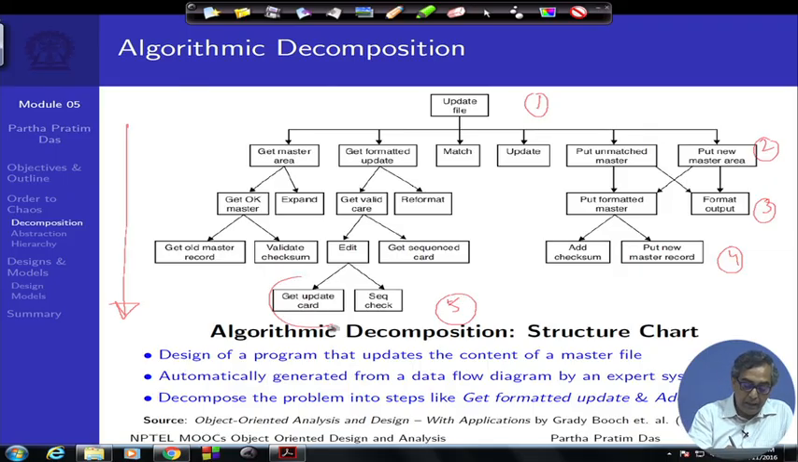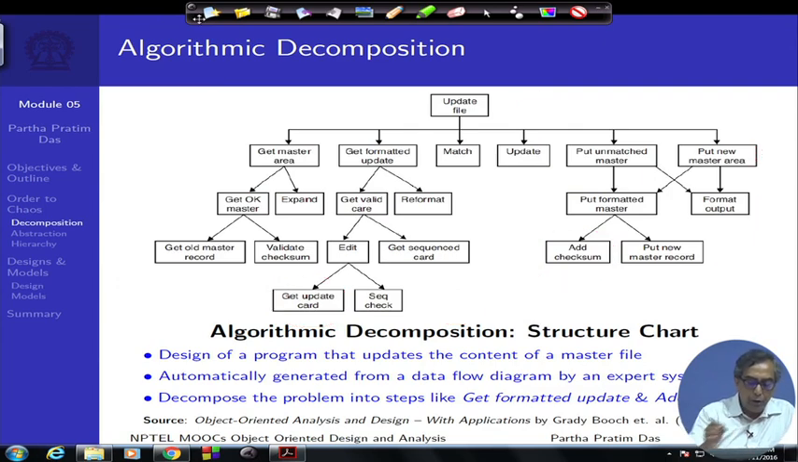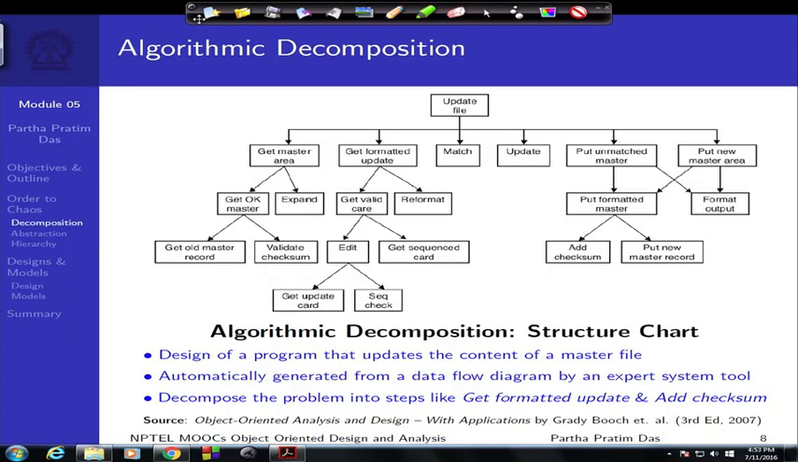And whenever we reach a level, say get update card, add checksum, tasks which do not have other subtasks, that would mean that it is at a level where it can be directly implemented in terms of an algorithm, possibly in terms of a specific function. So, this is one way to actually try to decompose the problem and start solving it, and this particular kind of chart is known as a structure chart, because it shows how the tasks are structured, and in this particular case this chart was generated from an expert system tool.